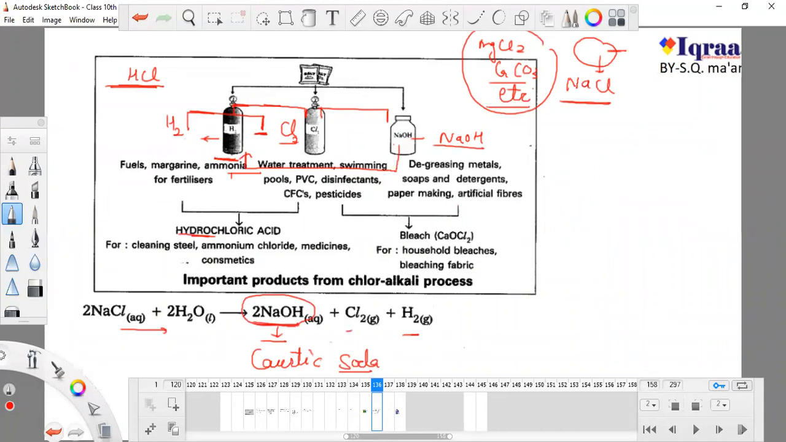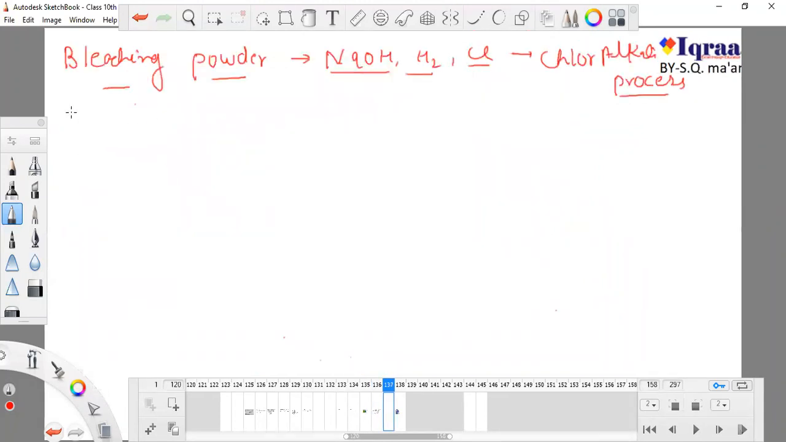In this process, we will use calcium hydroxide, which is also known as slaked lime, and we add this to chlorine. Now how is chlorine obtained? Chlorine is obtained from the chloralkali process. So it will form CaOCl2 plus water. This is our bleaching powder.